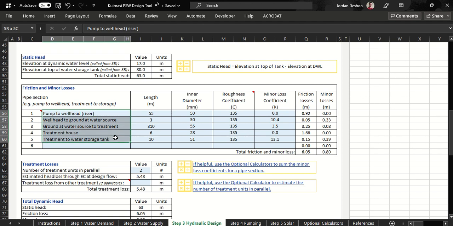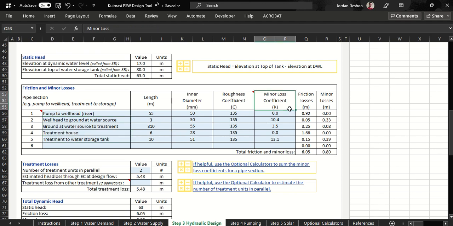And here at the beginning, we can list out the pipe sections and describe the section of pipe that's being described in the columns that follow. So for the first one, we have the pump to the wellhead, the riser pipe, and so on for the rest of the supply system.